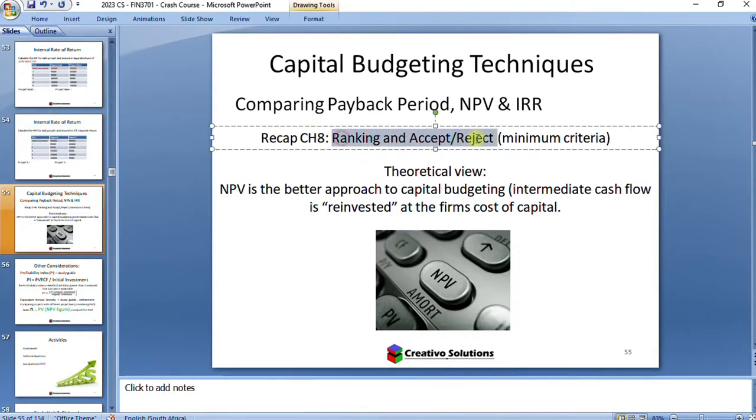Remember, ranking is important. The only reason why I've given you this is because in one of your past papers, if you go look at those past papers that I've shared with you, you'll see one of the questions has given you multiple projects. Then you have to use ranking and accept and reject based on the minimum criteria. It could be based on capital. Maybe you run out of money.